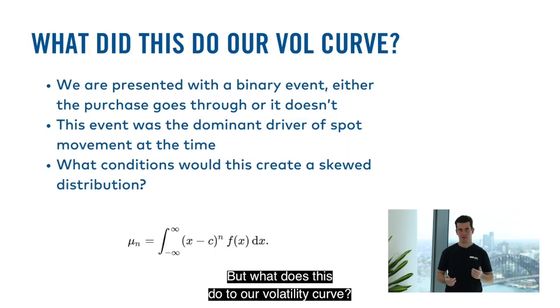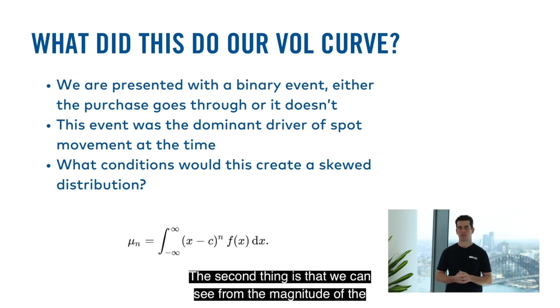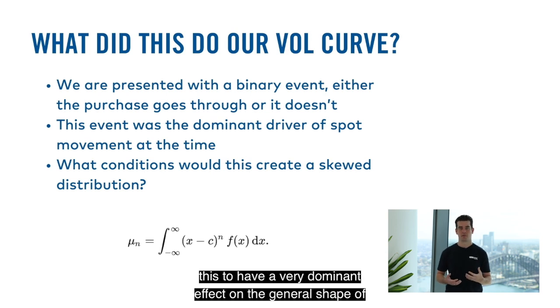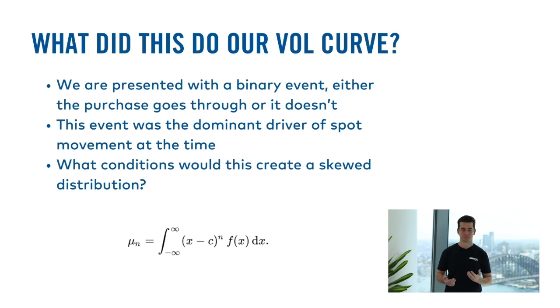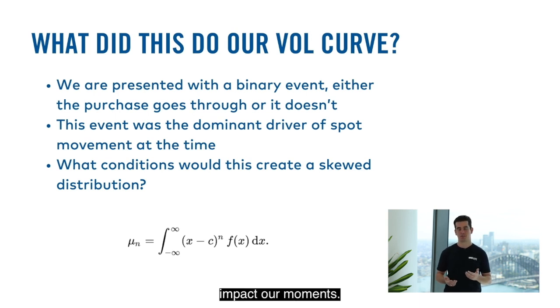But what does this do to our volatility curve? Well, in modeling this, it's essentially a binary event. Either this deal does go through at $54 or it doesn't go through. The second thing is that we can see from the magnitude of the spot moves around the time that Musk news is coming out that this is the dominant driver of the Twitter stock price. So when we're pricing our volatility curve, we'd expect this to have a very dominant effect on the general shape of our options pricing.